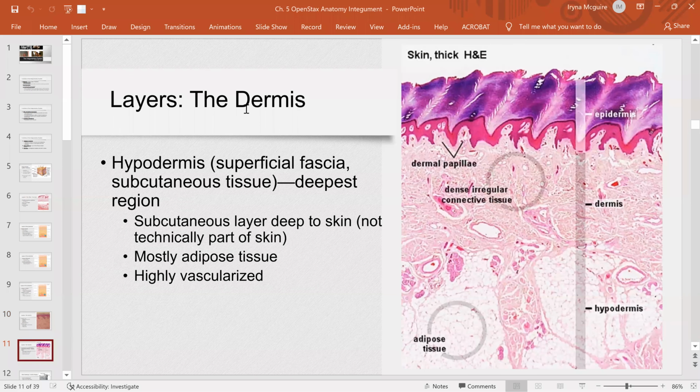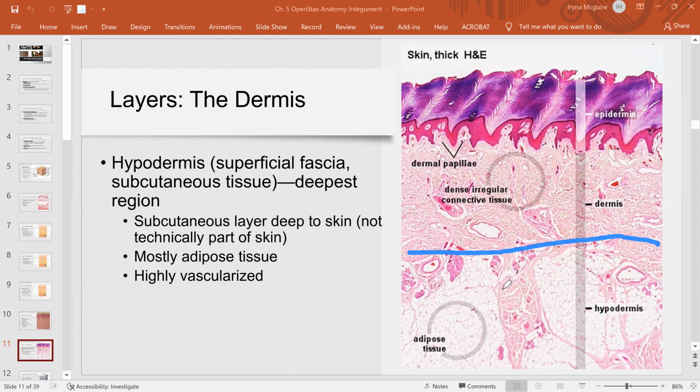Sorry, I apologize. So let's look at this histology slide now. So we have our epidermis. Here's our dermal papillae, right? We have dermis up to this layer.